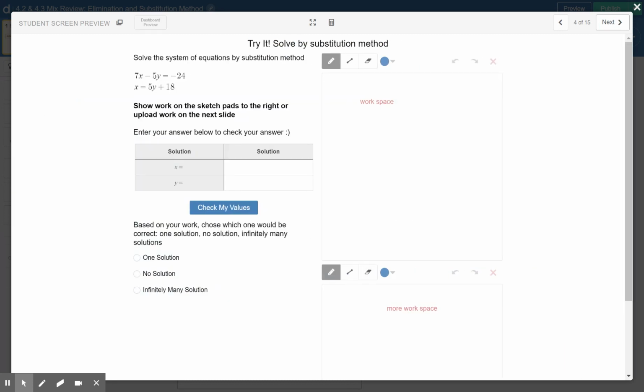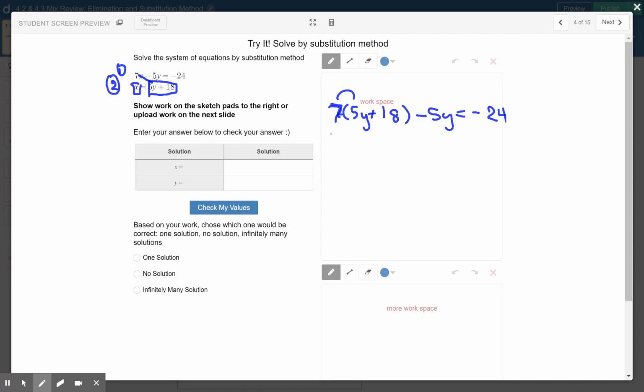Now, it says solve using the substitution method. Notice we have equation 1, which is in standard form, x's and y's, but equation 2 does not line up. It has an isolated variable. If we put a box around the x, it equals 5y plus 18. Wherever we see an x, you're going to substitute that in. Make sure that you rewrite everything that you did not use, and also make sure that you read your own handwriting, so that's an actual 7 and not a 2.